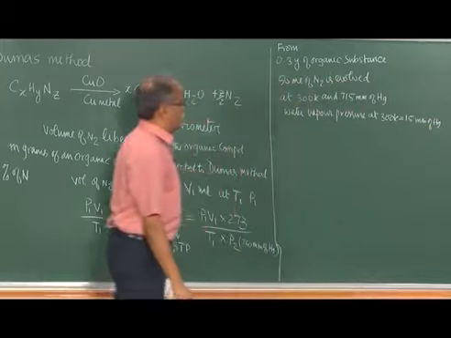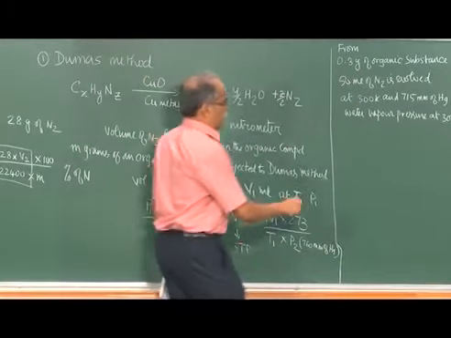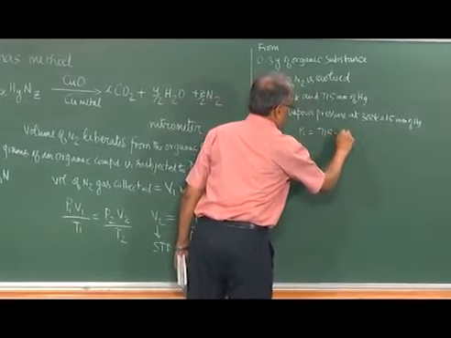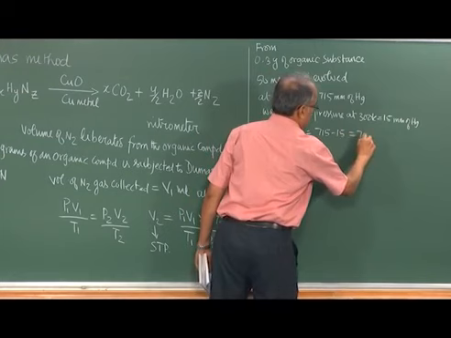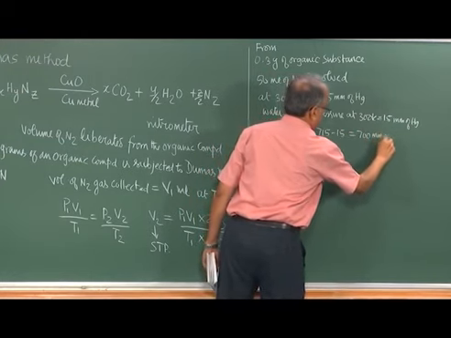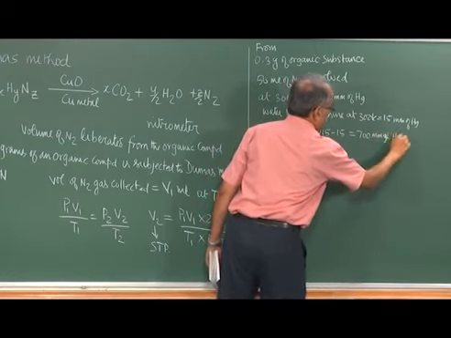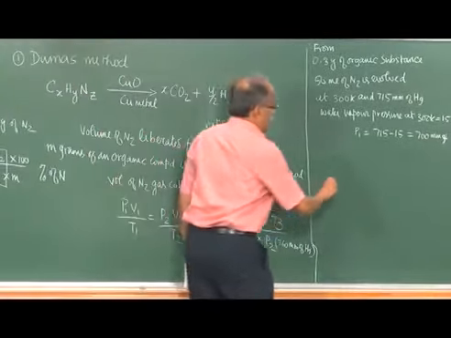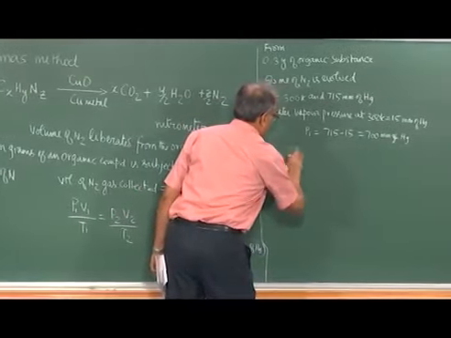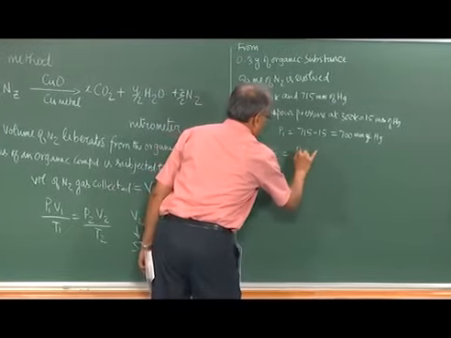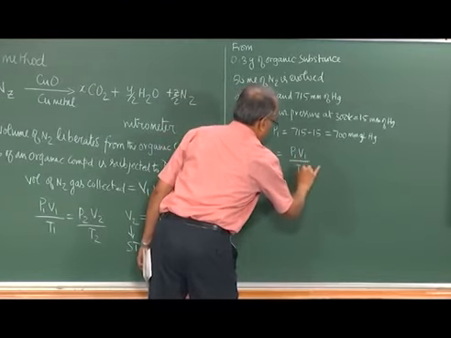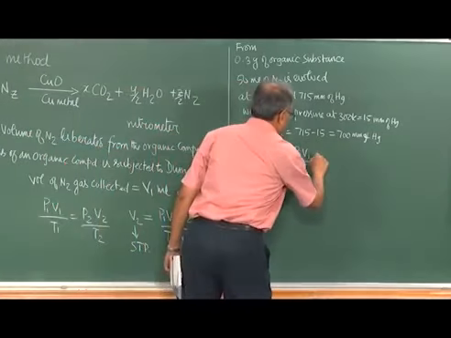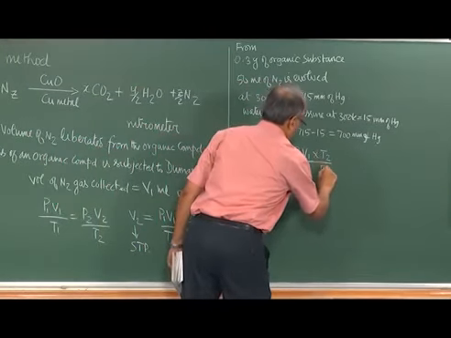So, you need to subtract: the actual pressure P1 will then be 715 minus 15, which is due to the water vapor pressure. So, actually it is 700 millimeters of mercury that is the actual pressure due to the nitrogen. So, V2 is equal to P1V1 by T1, this expression that we are having here, multiplied by T2 by P2.